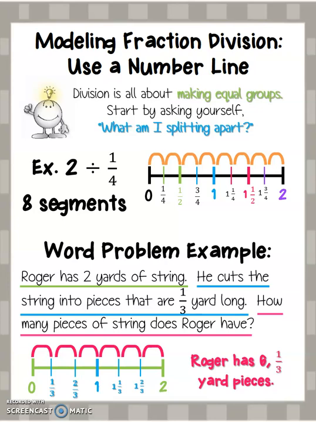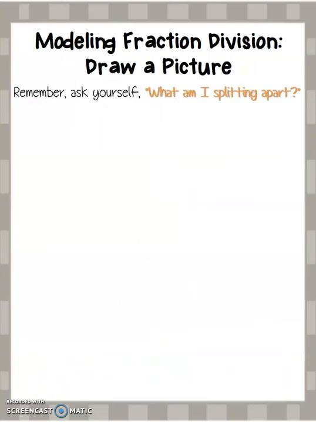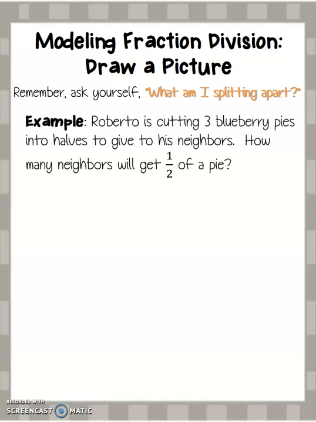Let's take a look at a second strategy, drawing a picture. And again, we're going to start by asking ourselves, what am I splitting apart? So let's take a look at this example. It says Roberto is cutting 3 blueberry pies into halves to give to his neighbors. How many neighbors will get half a pie?